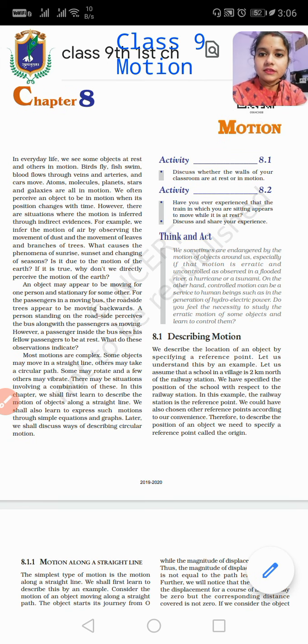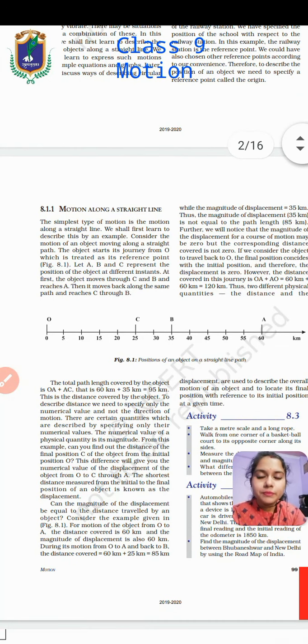If we talk about the change in position, then there is a main point, that is origin. What is origin? To describe the position of an object, we need to specify a reference. There are two main physical quantities by which we can describe motion very well. These are displacement and distance.